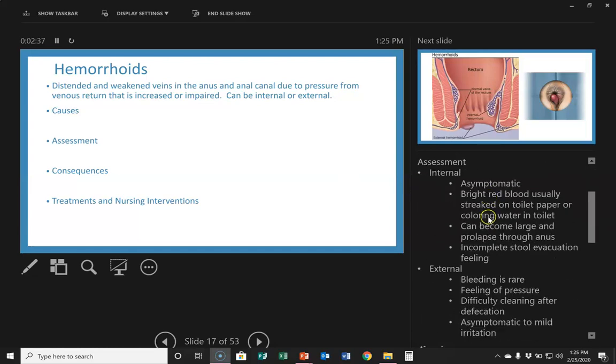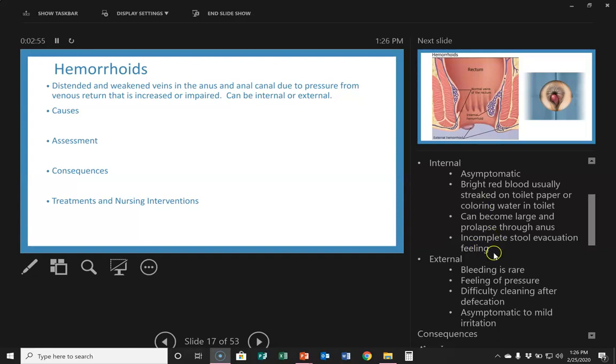Like I said, they can be internal or external. Internal are generally asymptomatic. There can be bright red blood, especially on the toilet paper after wiping or in the toilet itself. They can become large and prolapse through the anus, and then patients usually complain of an incomplete stool evacuation feeling.